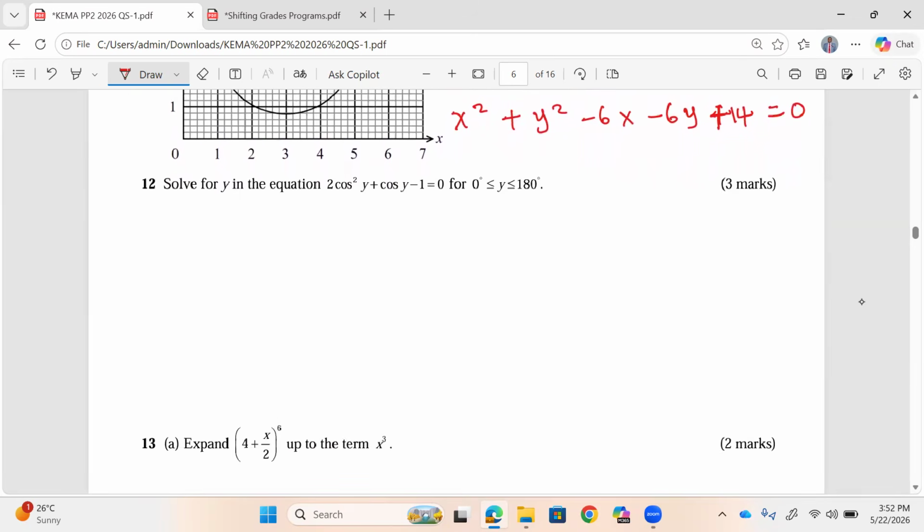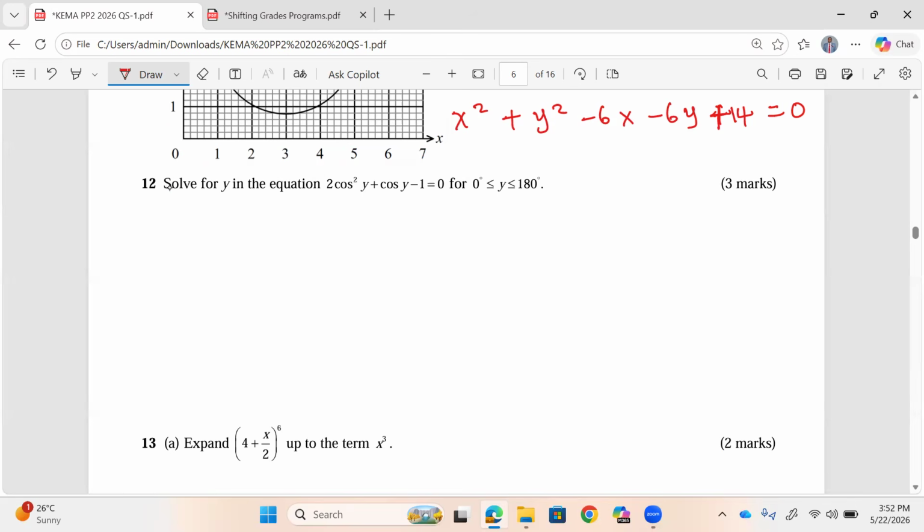In number 12, we're being told to solve for y in the equation 2 cosine squared y plus cosine y minus 1, for the range of values of y between 0 and 180. One thing that you're supposed to do is to divide. First, we can divide by 2. Let me divide by 2 so that I have... Is it very important? No, we don't have to divide by 2 even.